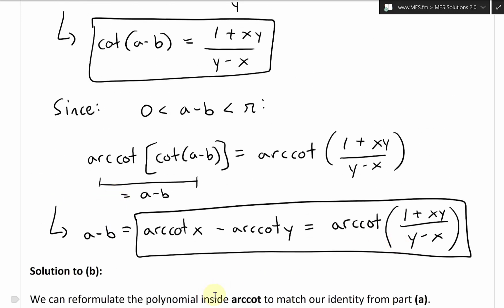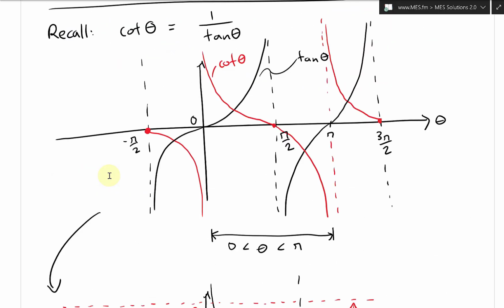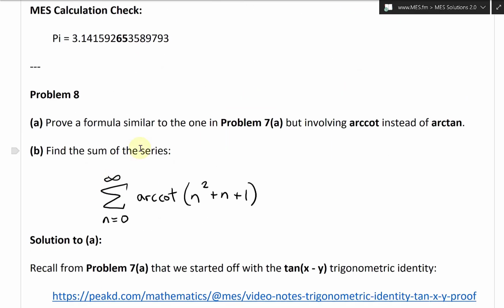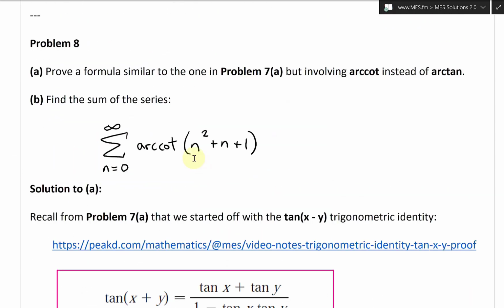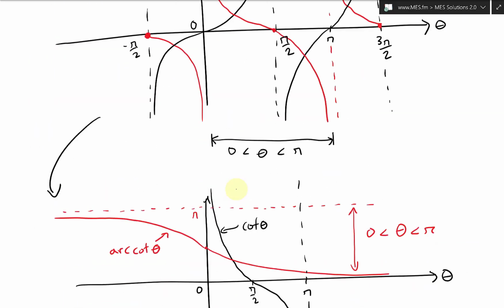All right, and now that we have that, let's continue further and look at the solution to question B. So question B says, find the sum of this series, summation from n equals 0 to infinity of arccotangent of n squared plus n plus 1, like this. And what we could do is notice this polynomial inside, n squared plus n plus 1.